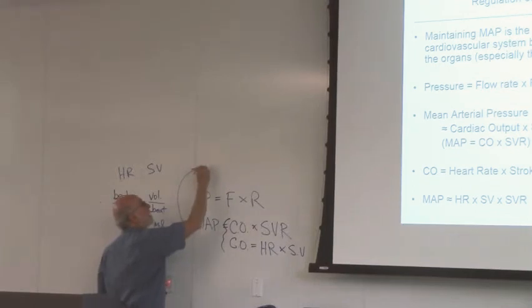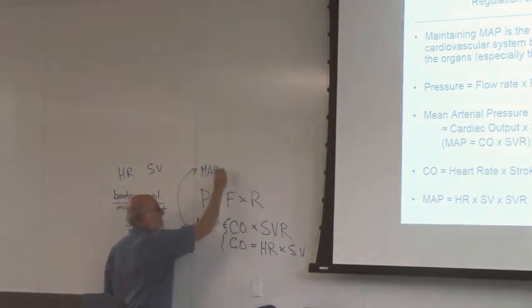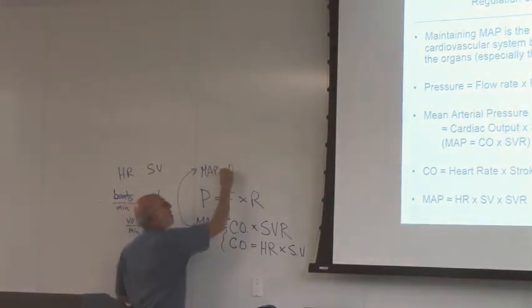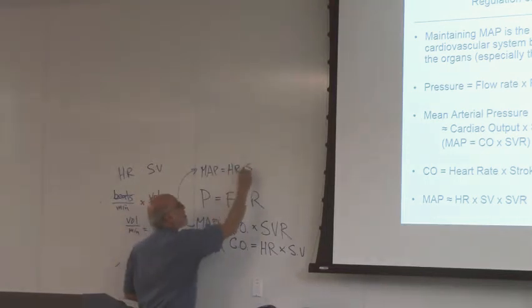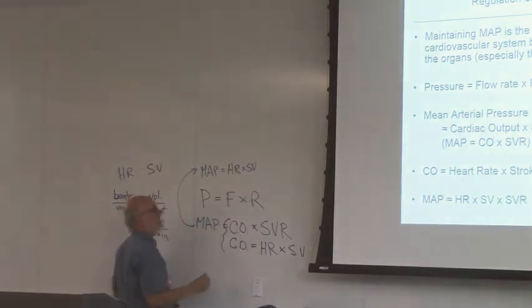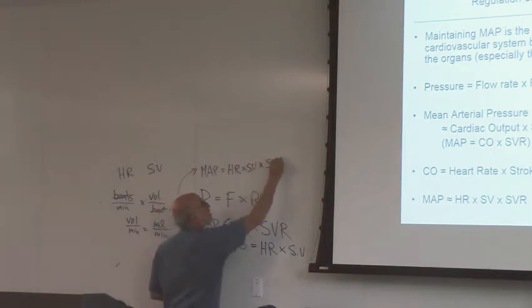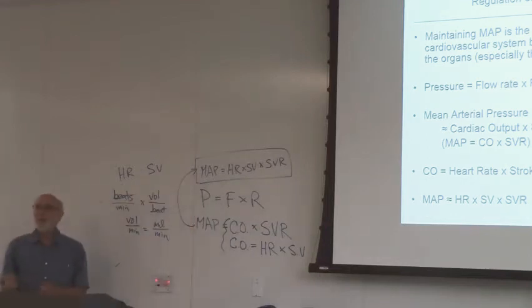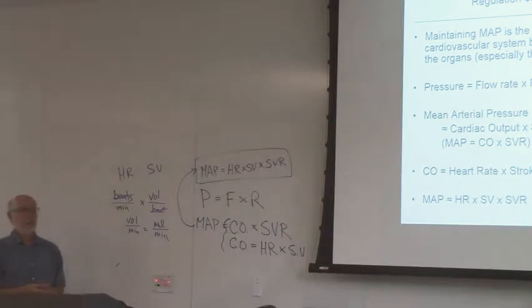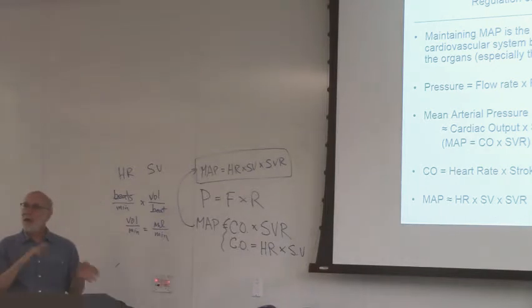If I take these two equations and merge them together, then I get mean arterial pressure is equal to heart rate times stroke volume, just exchanged for cardiac output, times systemic vascular resistance. This is an important equation to be able to memorize, but then to be able to apply. Don't just memorize it, know what it means, and know how you'd have to arrange it.